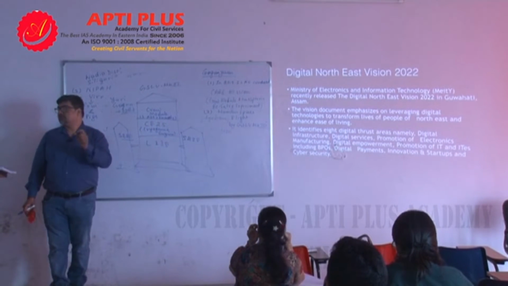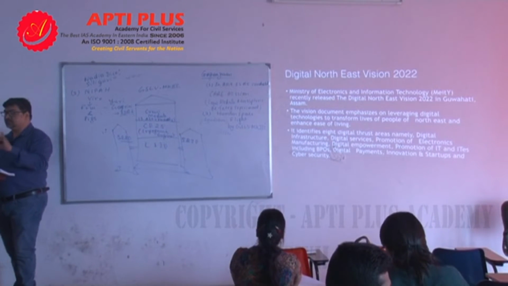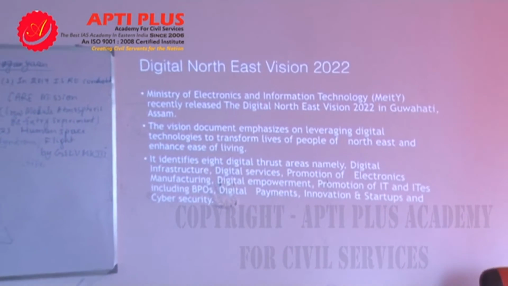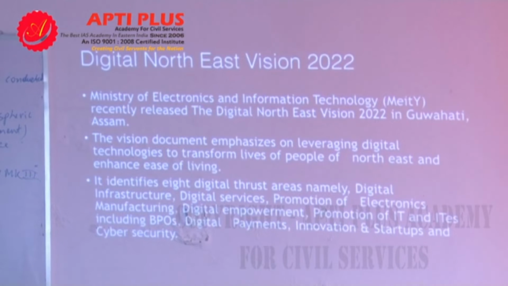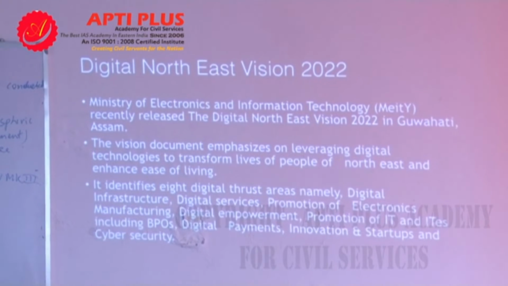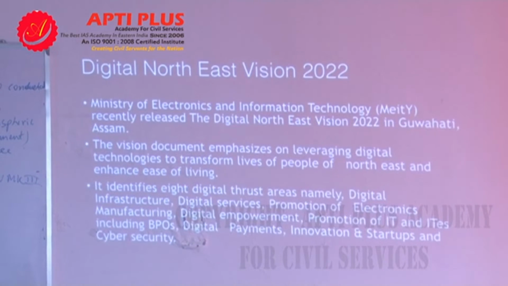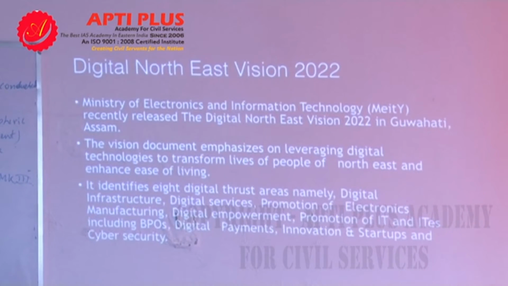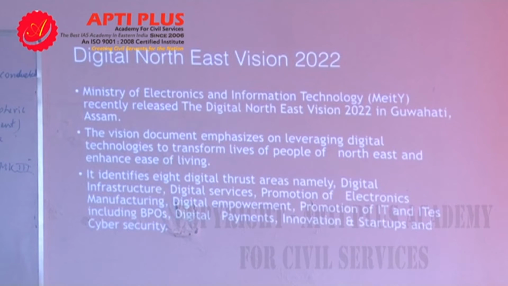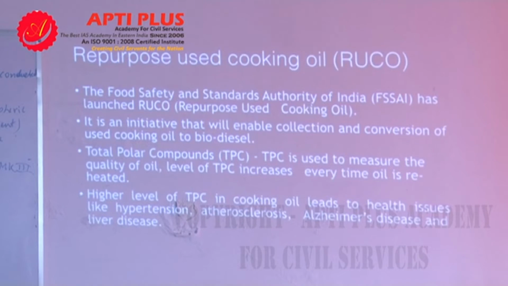That word digital, like here, what is word given? Digital infrastructure, digital service, digital electronic manufacturing, even manufacturing also. Electronic manufacturing, digital empowerment, promotion of IT and ITS, including BPOs, call centers, that kind of support system, then digital payment, innovation, startups, cyber security. That is the vision document. Now, it will take time to develop there, but this is what government has come. Now I'm coming to the important part, this one.